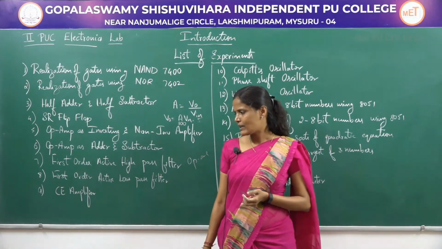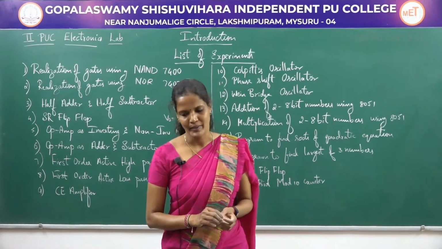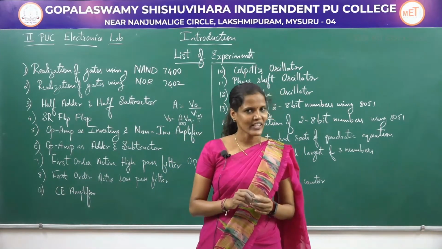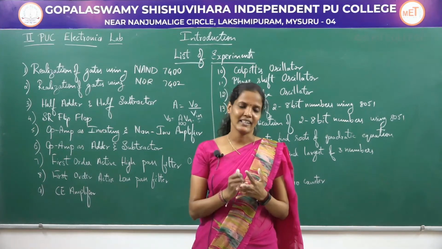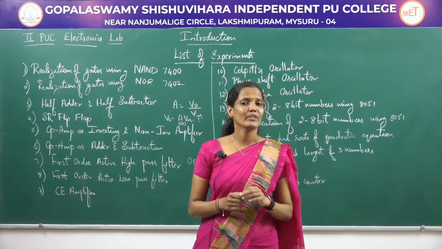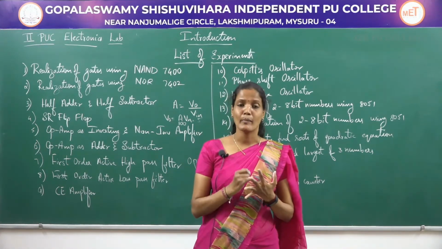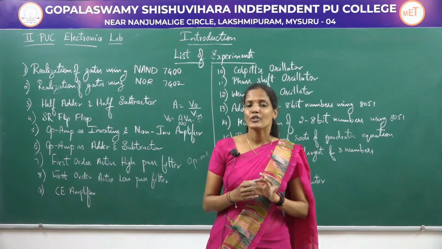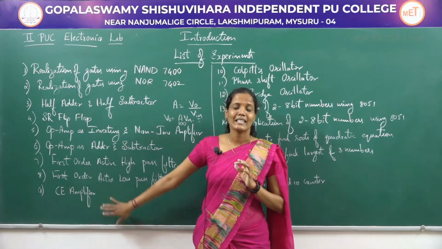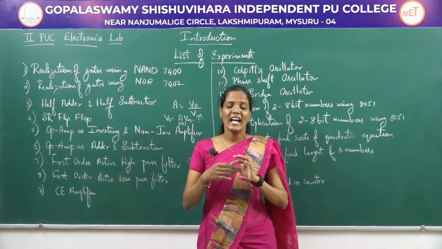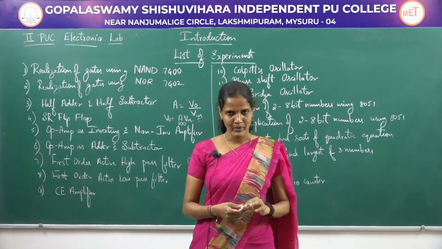Coming to the next experiment, that is the CE amplifier. CE stands for common emitter. Emitter is one of the terminals of a transistor. A transistor has three different terminals: emitter, base and collector, and we have three different configurations of the transistor, that is common emitter, common base and common collector. Here in the lab, we are going to use the transistor in the common emitter configuration, and we are going to check how the transistor will behave like an amplifier.